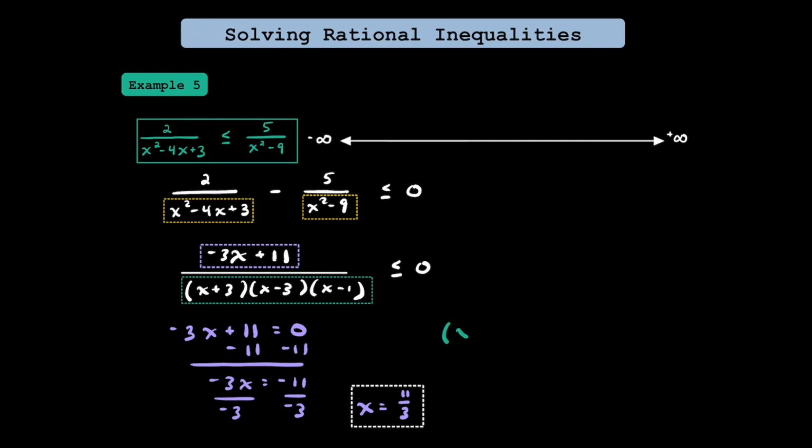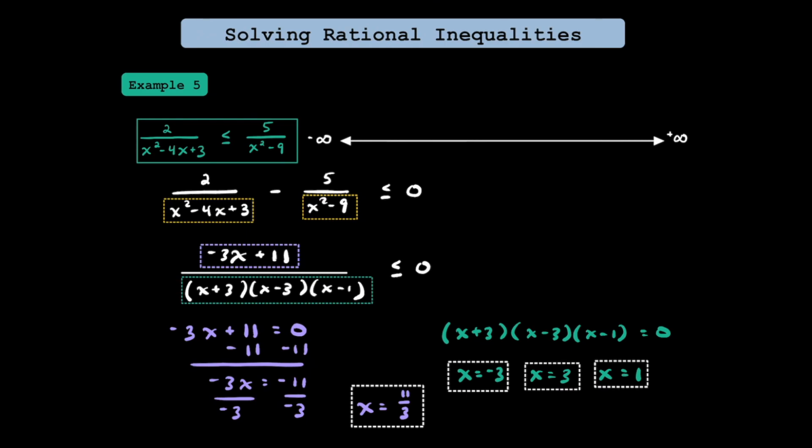Now let's set the denominator equal to 0. We have x plus 3 times x minus 3 times x minus 1 is equal to 0. The values that make this equal to 0 are x equals negative 3, x equals positive 3, and x equals positive 1. In this problem, we have 4 important points. Putting them on our number line, I'm going to put negative 3 over here, 1 over here, 3 over here, and 11 thirds over here.